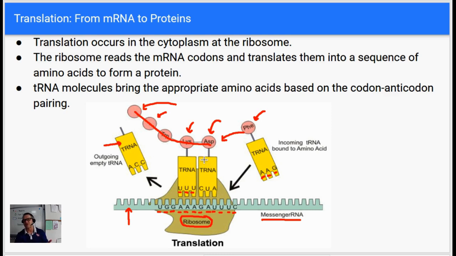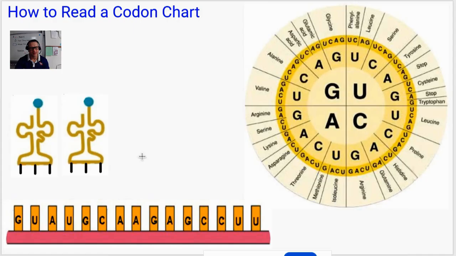So this is translation, reading the code from the mRNA at the ribosome, and tRNA matching its anticodon, matching up with the codon, and dropping off the specific amino acid in the specific sequence that it needs to be in. So there's translation that occurs at the ribosome.